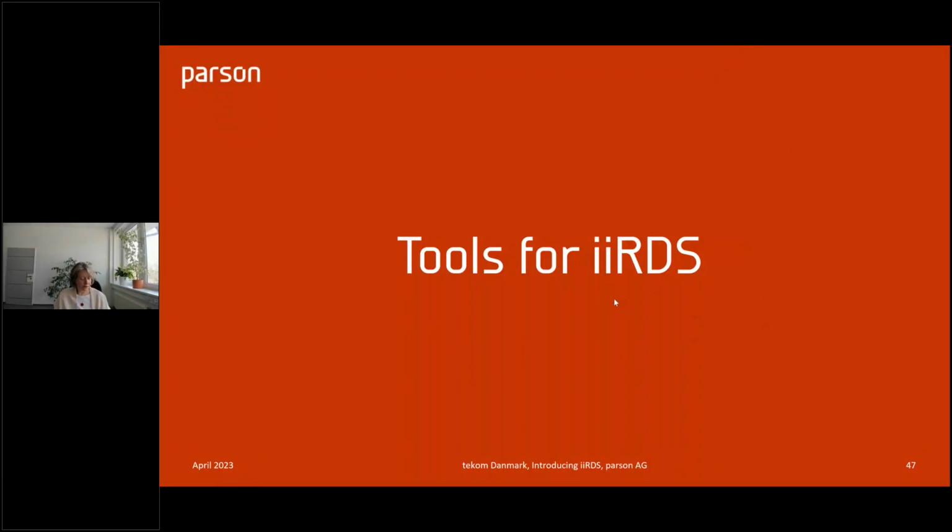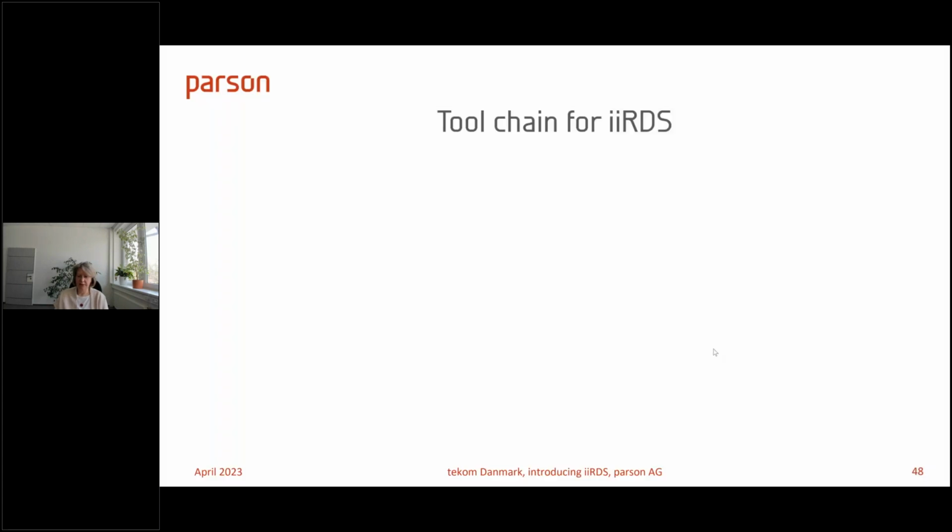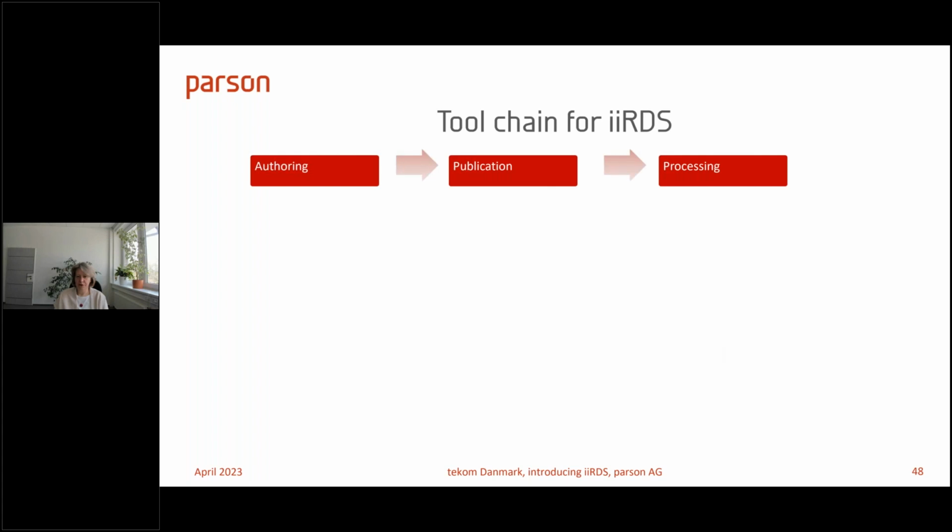Okay, let's have a look at the tool chain for iiRDS. iiRDS refers to three phases of the technical communication workflow. It has impacts in authoring, publication, and in processing, or you could also say the content delivery world or stage. So to actually generate smart content and use iiRDS, you need to take actions in all three phases.